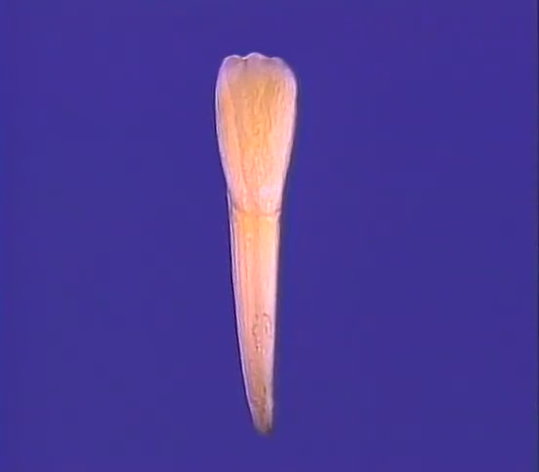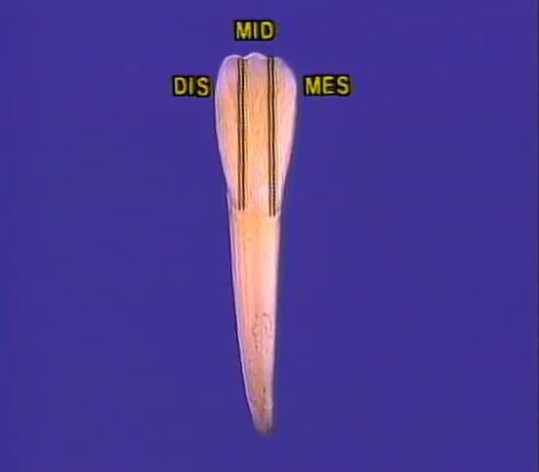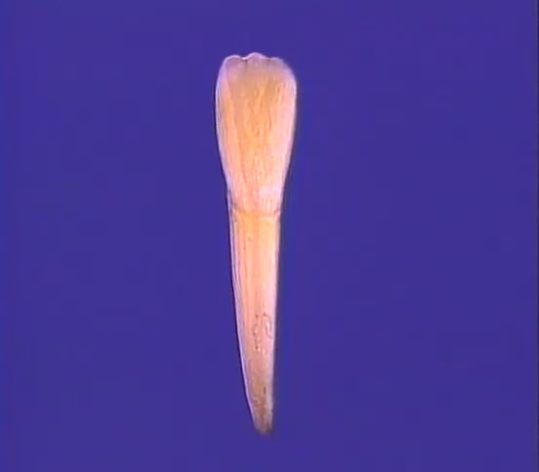From a labial view of the crown, the same vertical divisions are made, presenting a mesial, middle, and distal third. Again, the horizontal divisions are designated as incisal, middle, and cervical thirds. The division of the root into thirds remains the same: cervical, middle, and apical.